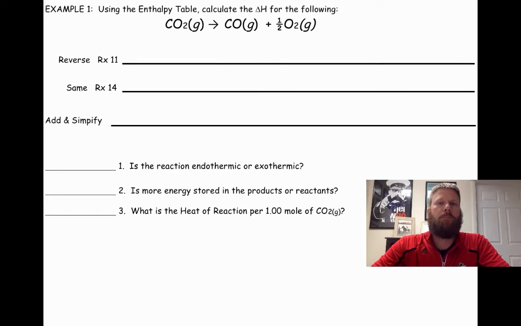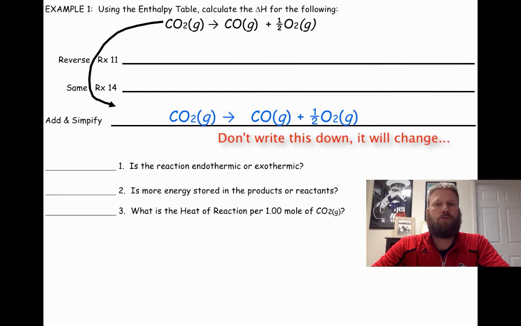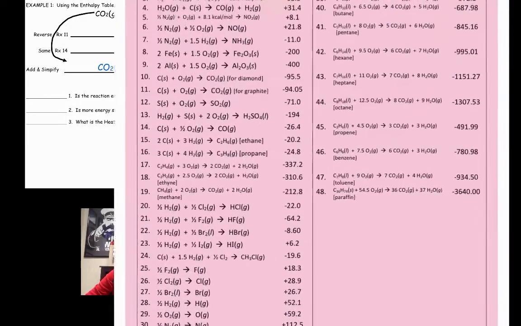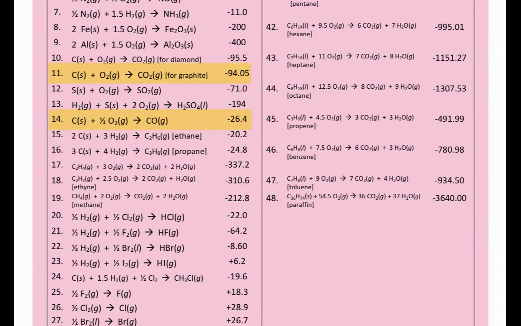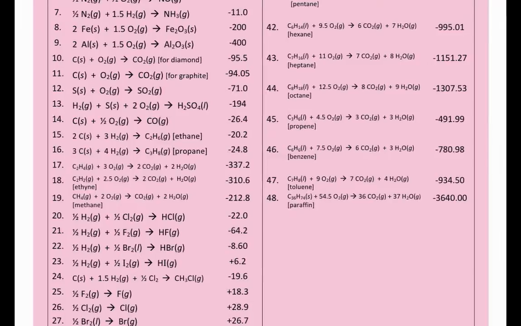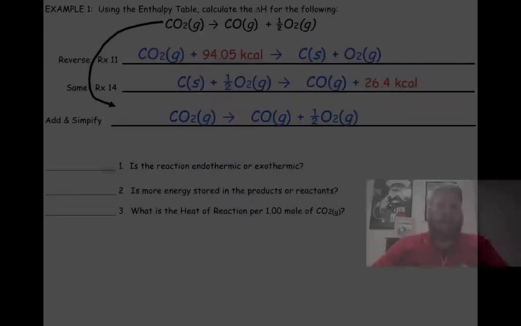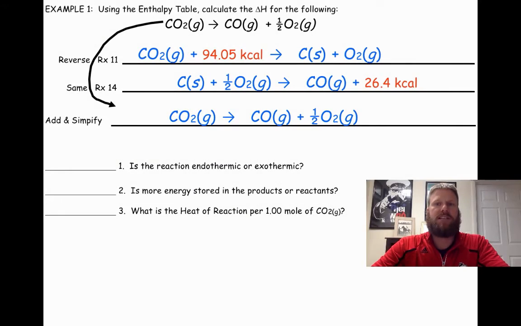For the first example, we want carbon dioxide producing carbon monoxide and oxygen gas. To get this reaction, we have to add together the reverse of reaction 11 and reaction 14 as written on the table. Reversing reaction 11 results in this reaction, and writing down reaction 14 is as simple as this. Now we need to add these reactions together.